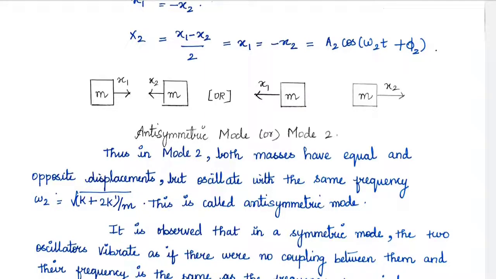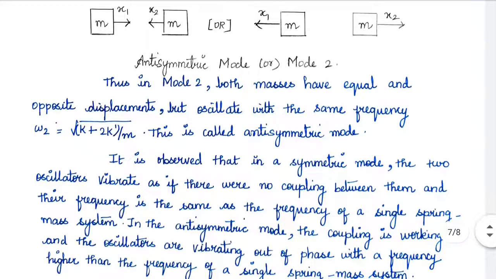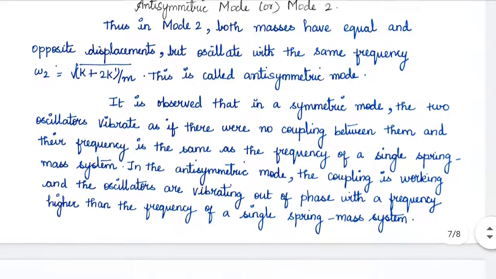From the pictorial representation, we can easily see both the masses get displaced through the same distance, either they approach each other or they go far away from each other. They vibrate towards each other or away from each other. So this mode is called an antisymmetric mode. Here both the masses have equal and opposite displacement and they oscillate with the same frequency omega 2, which is given by root of (k plus 2k prime) by m, and this mode is called an antisymmetric mode.